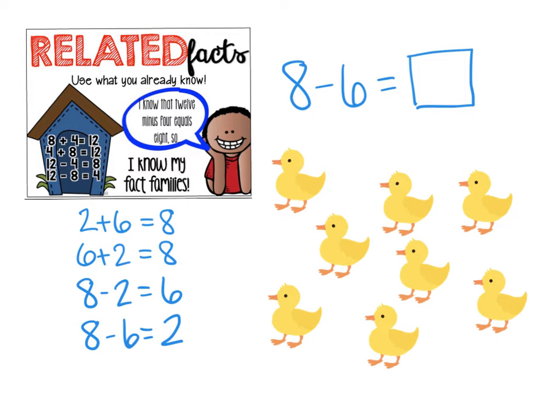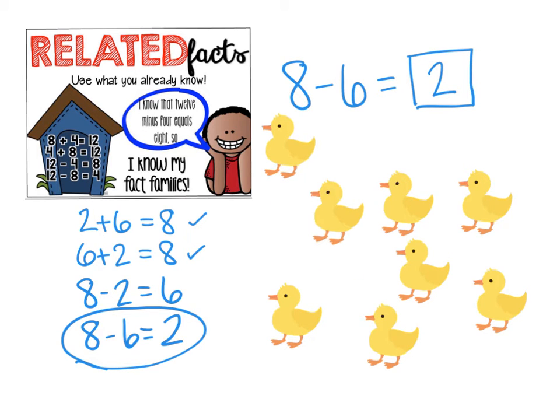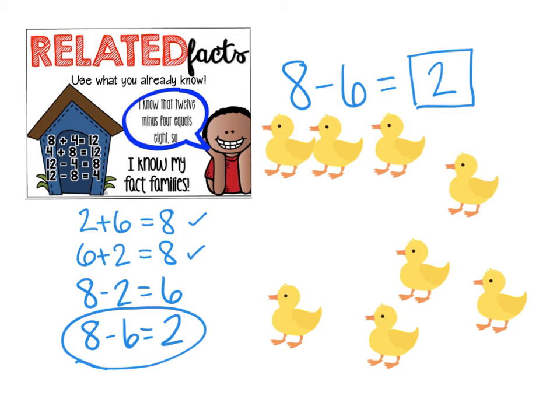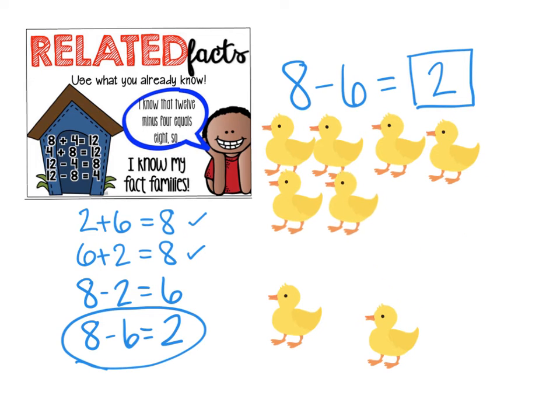Well, I know that 2 plus 6 equals 8, and I know that 6 plus 2 equals 8. So that means that 8 minus 6 must be 2, and I'm going to check it out just to make sure. So here are my 8 ducks, and if 6 of them waddle off, I'm going to kind of group them together, 3, 4, 5, and 6, and I have 2 left over.